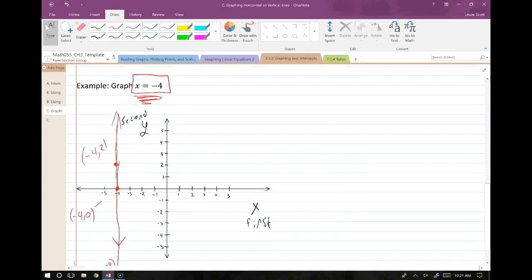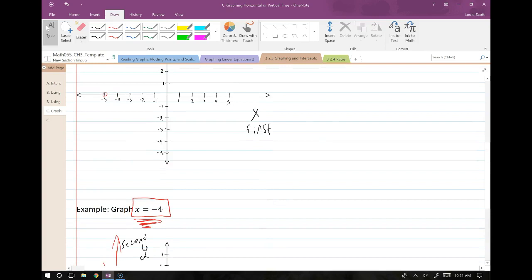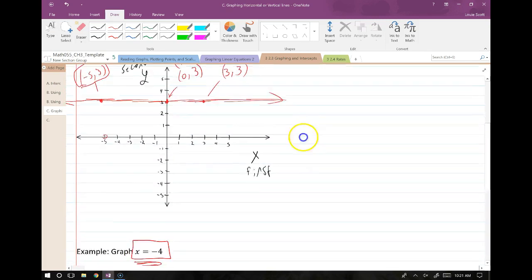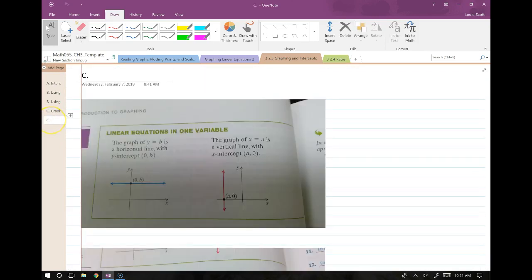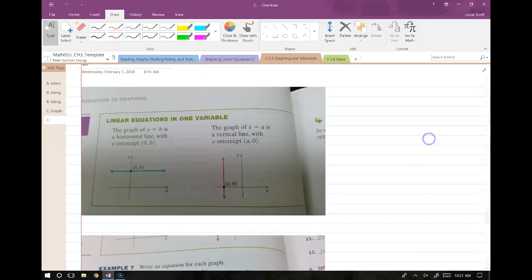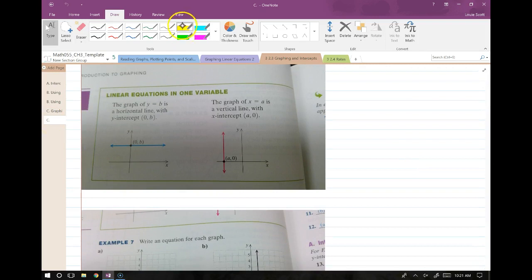So when we have x equals a single number, it's a vertical line. When we have y equals a single number, it's a horizontal line. All right? Here is the official version of that. The graph of y equals b is a horizontal line with the y-intercept (0, b). And likewise, the graph of x equals a is a vertical line with x-intercept (a, 0).